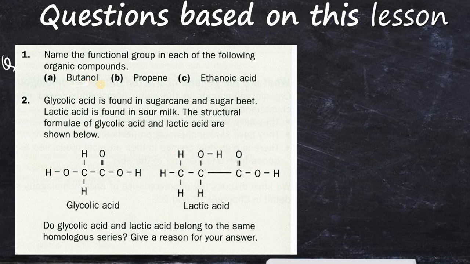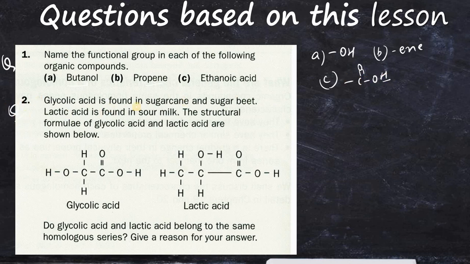So let's talk about butanol. What do you think? Which functional group? The first, it should be OH. The second, you can pause the video and write the answer and you can match. Is it correct? B should be ene. The C should be oic, meaning I'm talking about the carboxylic acid group.